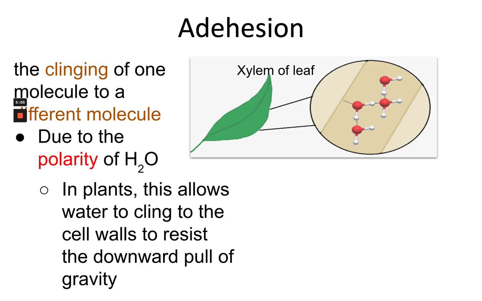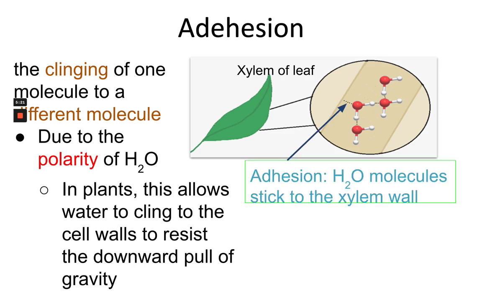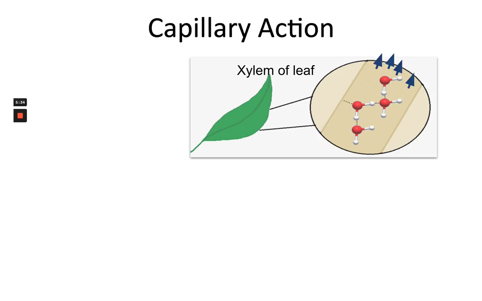So what makes the adhesion so important? Well, in plants, it allows water to cling to the cell walls or to those veins, if you will, in the plant. And that allows water to not go back down. So it basically acts against gravity. And so remember that adhesion is water's attraction to substances or to its container, so other things besides water molecules.